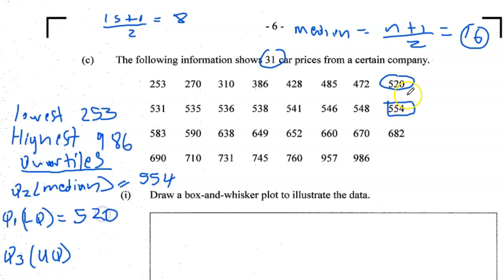And the upper quartile would be the median for the 15 numbers above the 554. So the middle number above the 554, and it's 15 of them, so it would also be in the 8th position, and that would be 682.